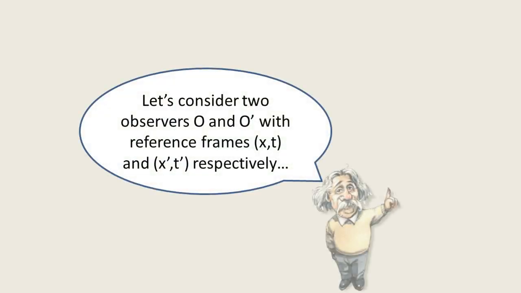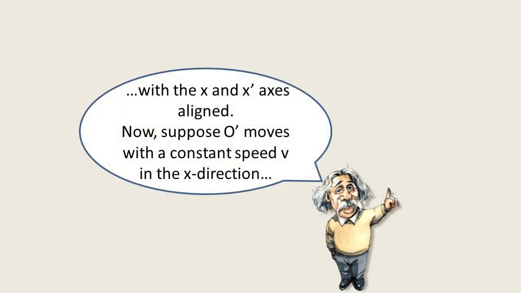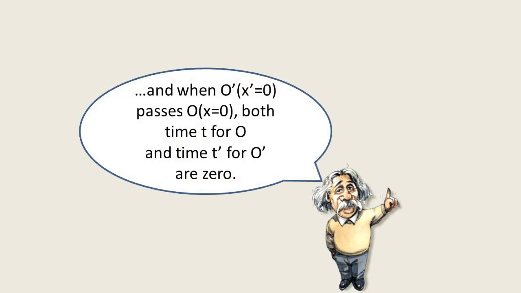Now let's consider two observers O and O' with reference frames x, t and x', t' respectively, with the x and the x' axes aligned. And now suppose that observer O' moves with a constant speed v in the x direction. And when observer O' passes observer O, both time t for O and time t' for O' are both 0.